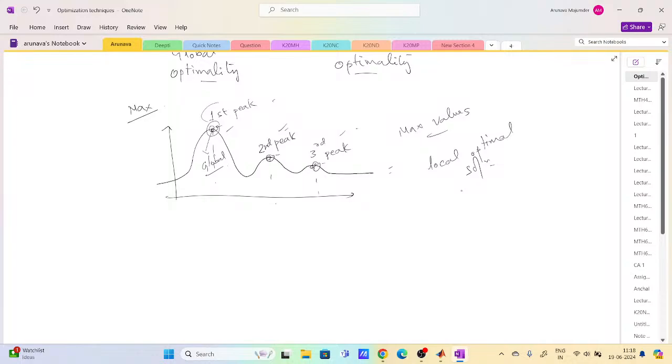Understood? So this is the difference between the global optimum solution and the local optimum. Optimality actually creates a method to find the peaks of a function. If a function has multiple peaks, sometimes there is a chance that the optimization process may fall into the trap of finding the local optimum.